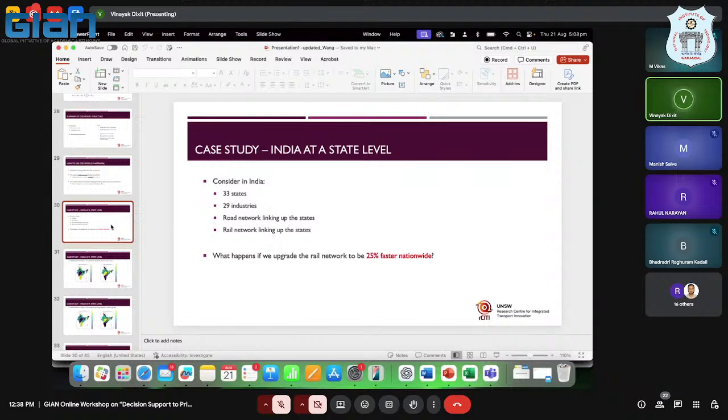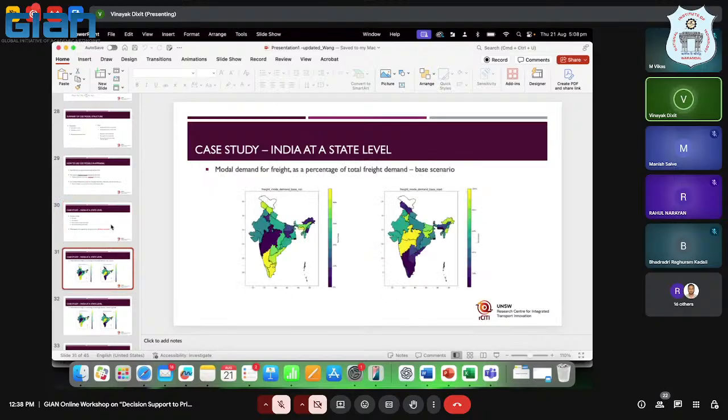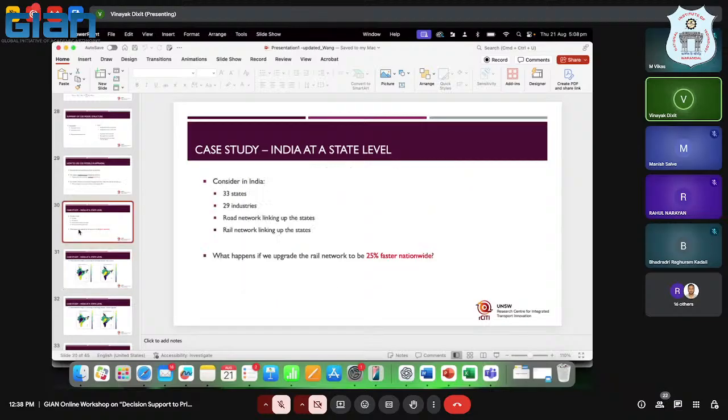That means 33 multiplied by 29, so the OD table is 33 cross 29 cross 29 cross 33. That's the number of cells there. So what happens if today's rail network was made 25% faster? That was one question. We also have done work with DFC, which we have published a paper on as well.